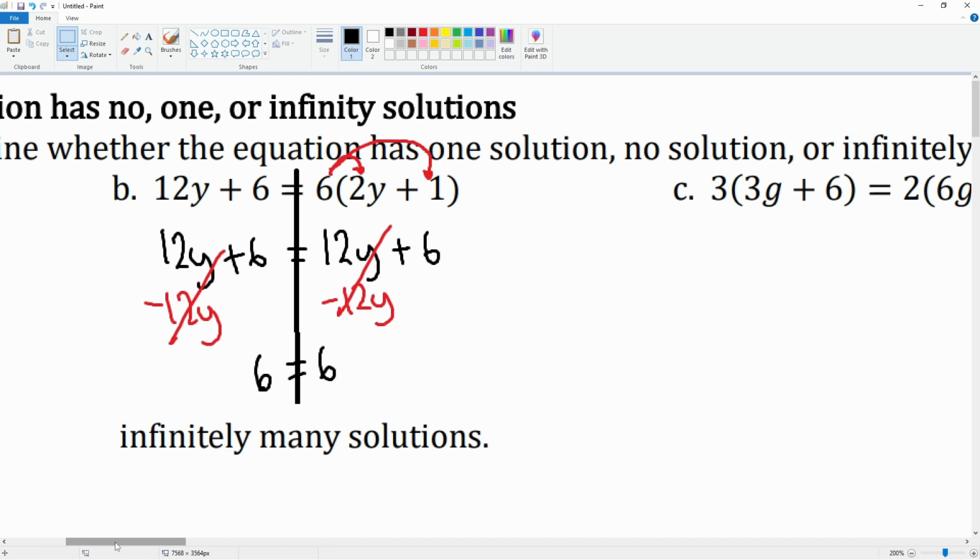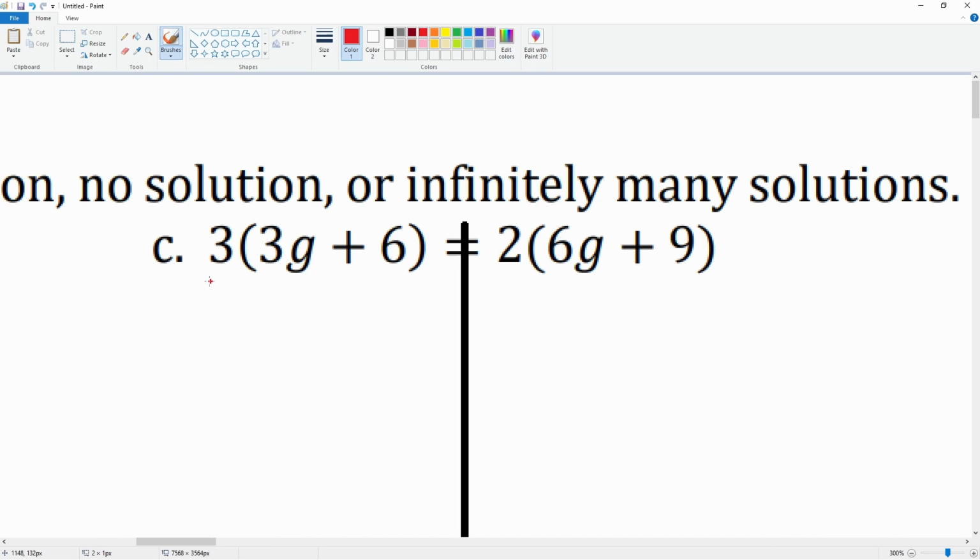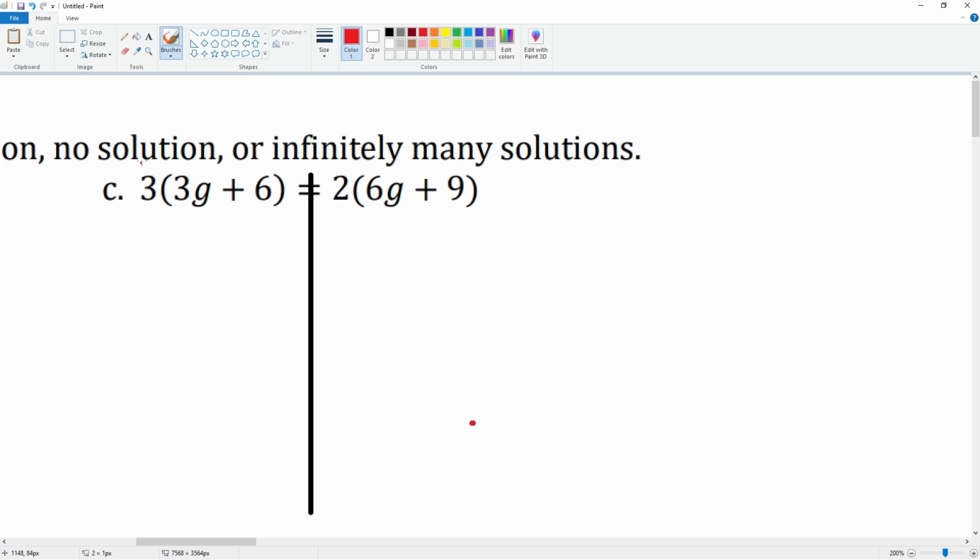All right, now let's take a look at C. Let's draw the line down the middle so we can separate the left from the right-hand side. We see a parenthesis, so let's see if distributing can help us. The 3 is going to be multiplied by the 3g, and the 3 is going to be multiplied by the 6. 3 times 3g is 9g. 3 times 6 is plus 18. Bring down the equal sign. The 2 is going to be multiplied by the 6g, and the 2 is going to be multiplied by the 9. 2 times 6g is 12g. 2 times 9 is 18.